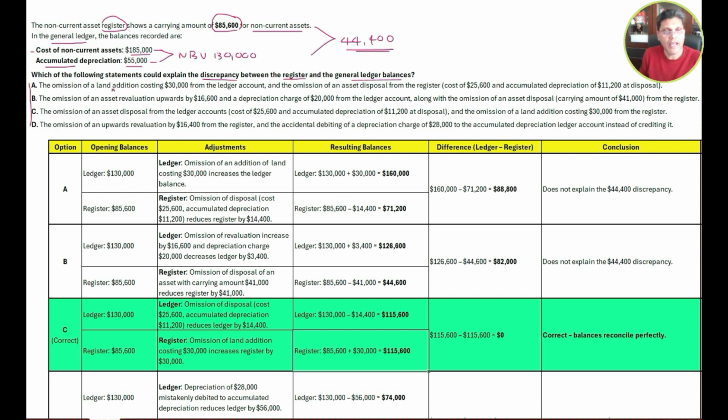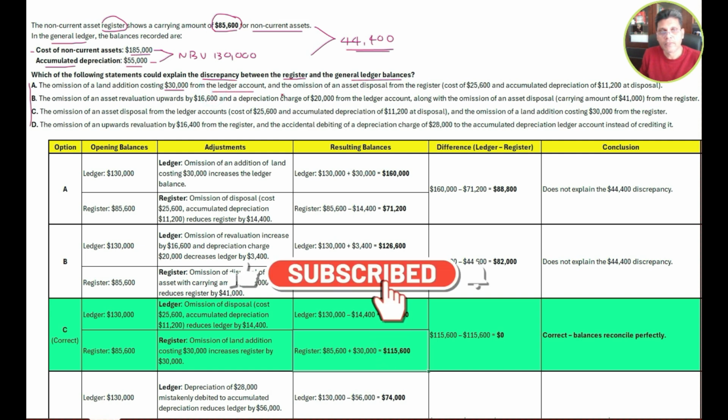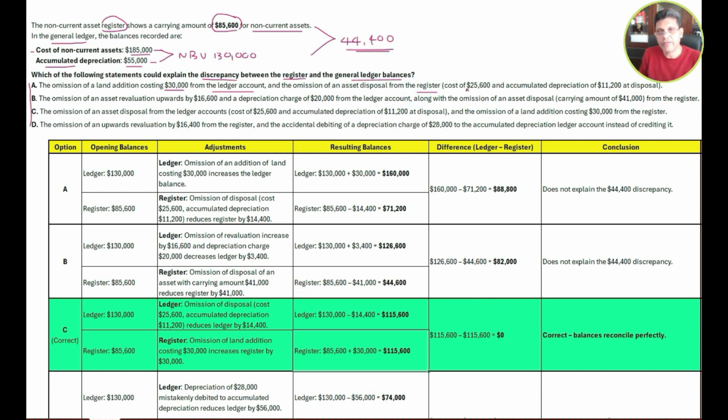The omission of a land addition costing $30,000 from the ledger account and the omission of an asset disposal from the register, the cost is given as 25,600 and the accumulated depreciation is 11,200 at disposal. Now if you look at this, to correct the ledger balance, we need to add back this 30,000 as this was omitted from the ledger. So as a result of that, the ledger balance will increase by 30,000.